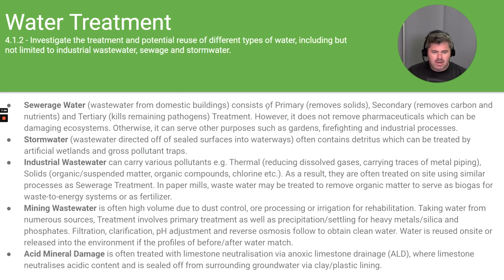Now, sadly, sewage treatment plants, primary, secondary, and tertiary filtration don't always remove everything. For instance, pharmaceuticals can be damaging towards ecosystems. They can slip through each of the filtering systems. Now, while we can't always filter everything out of it, it can serve other purposes. For instance, used in watering gardens, firefighting, industrial processes. This water that has been filtered so heavily, but still isn't suitable for drinking, we call it grey water.